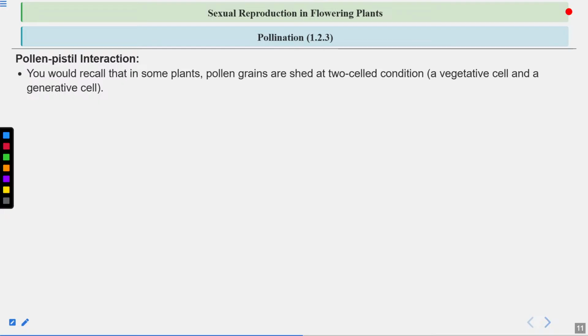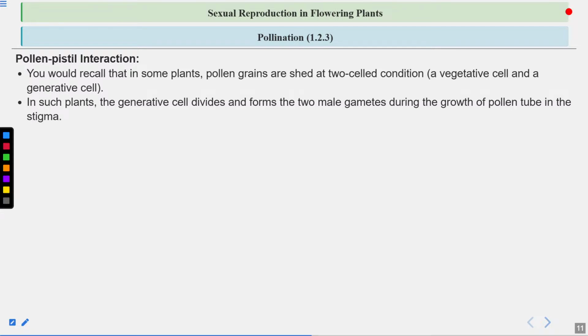Now here, the two-celled condition, a vegetative cell and a generative cell: the majority of flowering plants shed pollen at the two-celled condition. In such plants, the generative cell divides and forms the two male gametes during pollen tube growth. We are talking about the pollen grain that is shed at the two-celled condition.